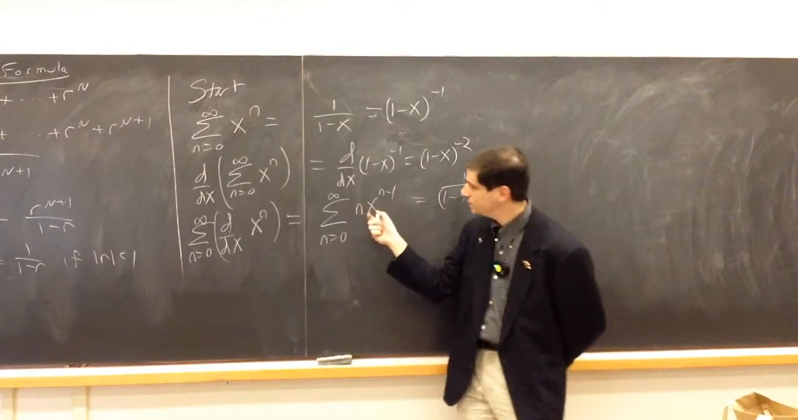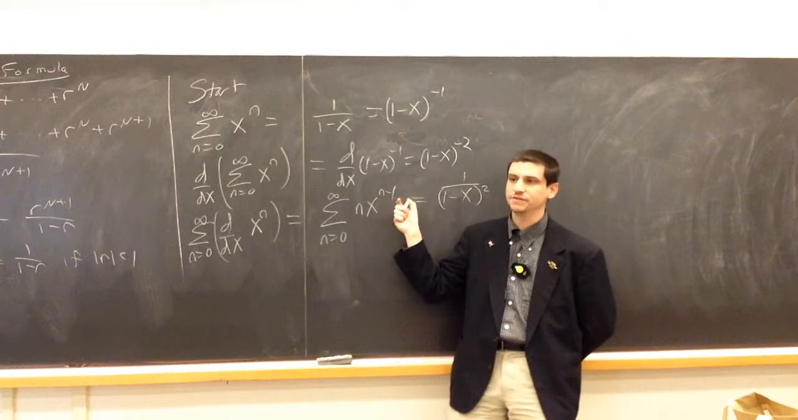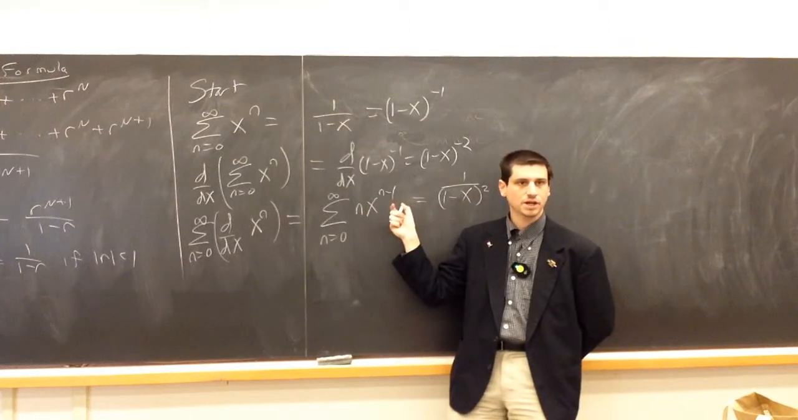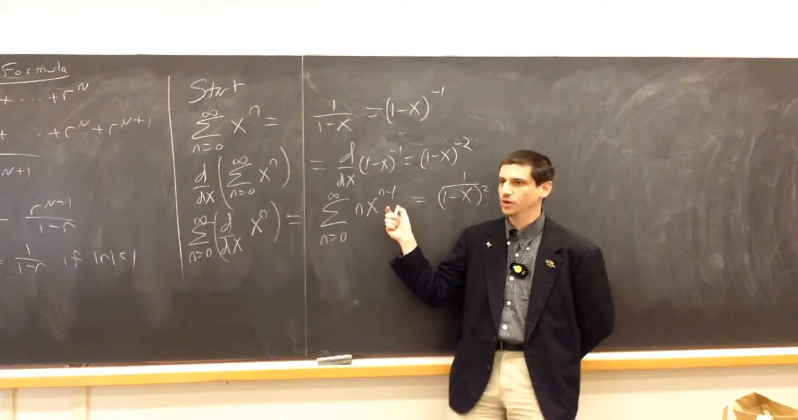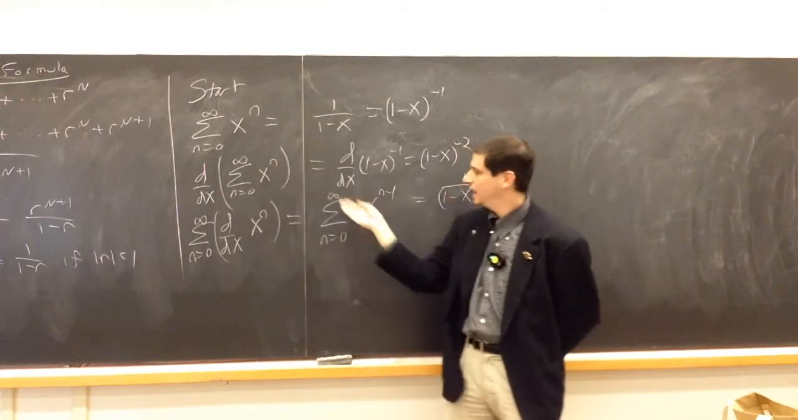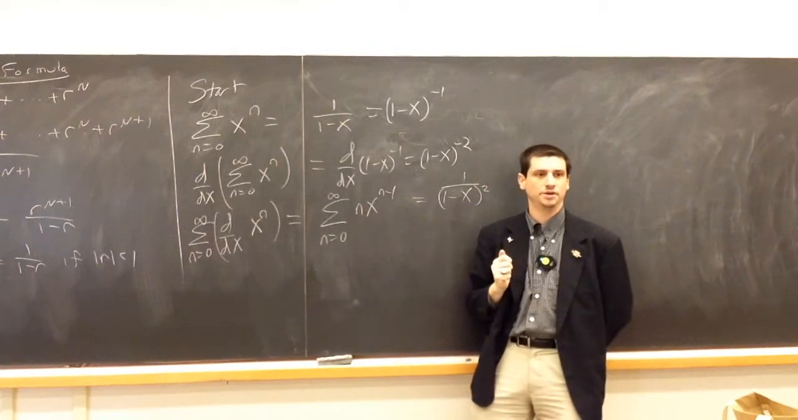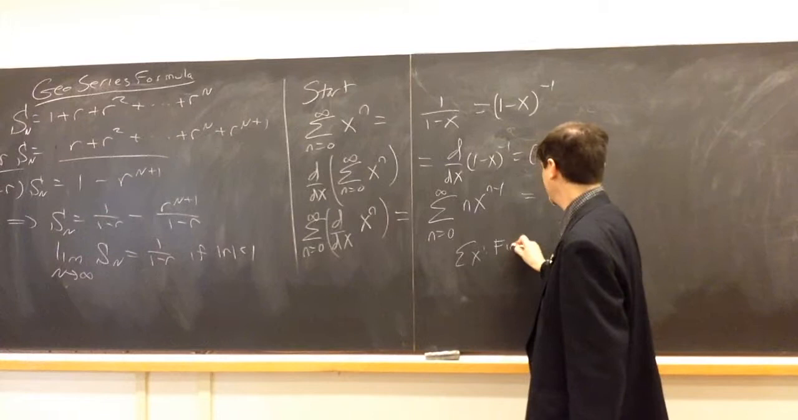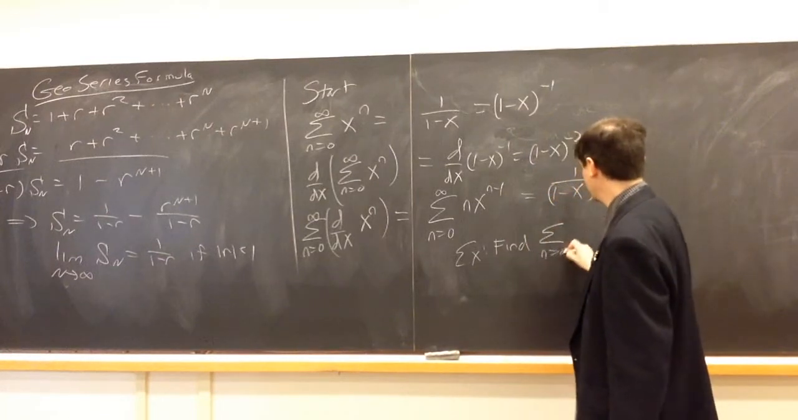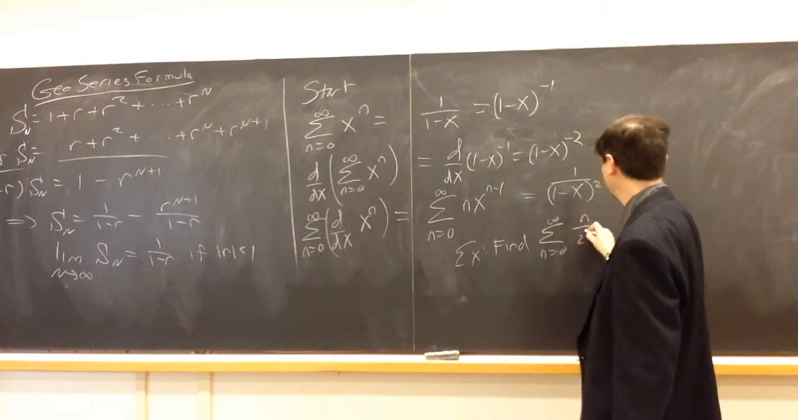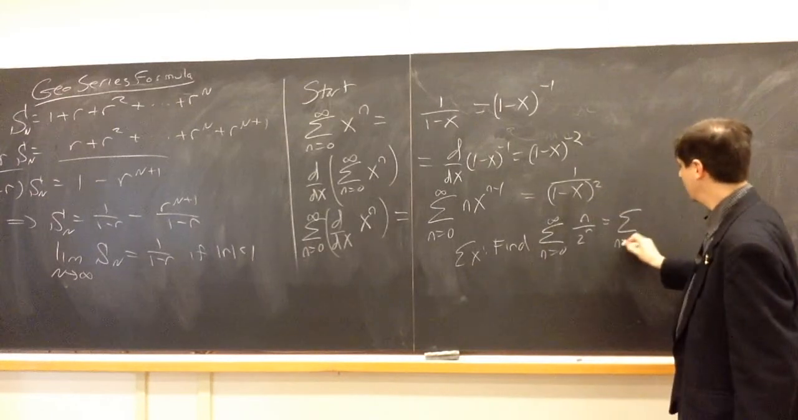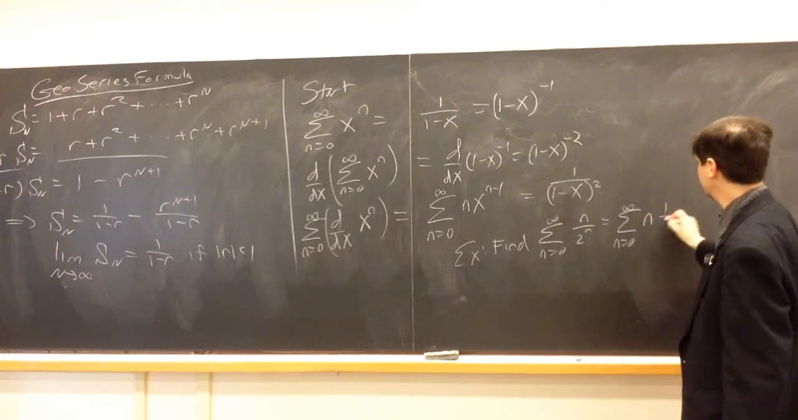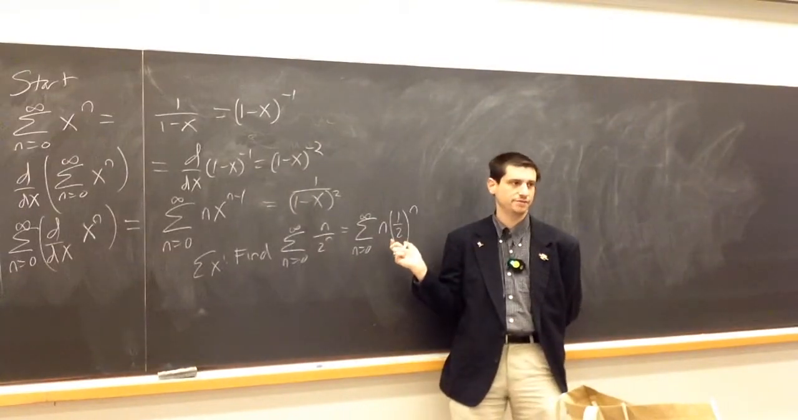And now if I want to evaluate this, all I have to do is put in a specific value of x. There's one thing that looks a little bit annoying, though. I start off with the sum of x to the n, and now I have n x to the n minus 1. And so frequently, I might be giving you as an example, find the sum n goes from 0 to infinity of n over 2 to the n, which would be the sum n goes from 0 to infinity of n times 1/2 to the n. This is not quite what we have.